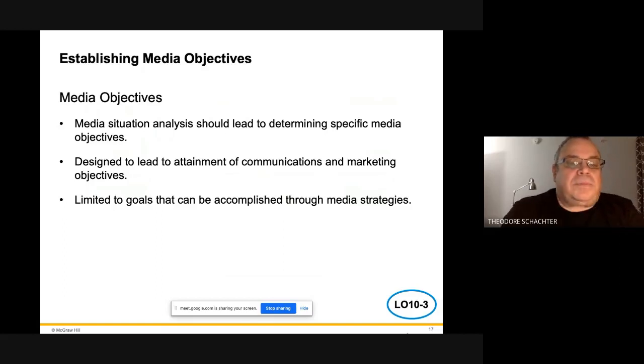And what goals can be accomplished through media strategies? Not every goal can be accomplished through media strategy. For example, and again, this isn't my forte, there are goals that you can't do through media. You can reach awareness, you can do reach, frequency, you can do comparison advertising, but you might not be able to do certain things. For example, you might not be able to improve time spent on a call to customer service. That has nothing to do with media strategies, but it may be a marketing objective.